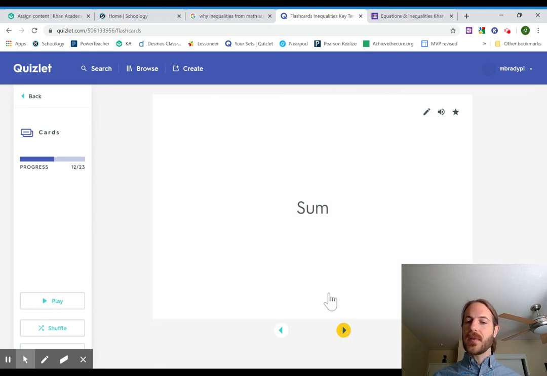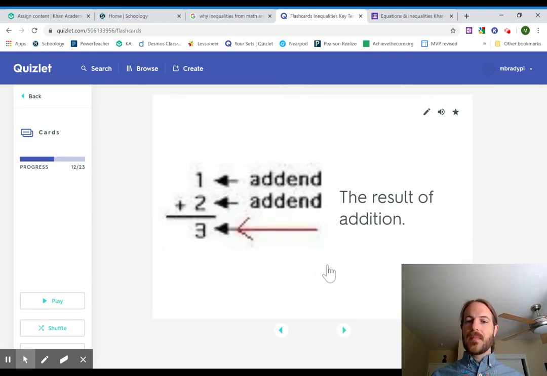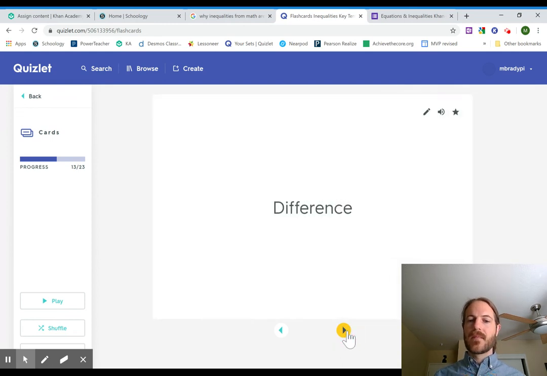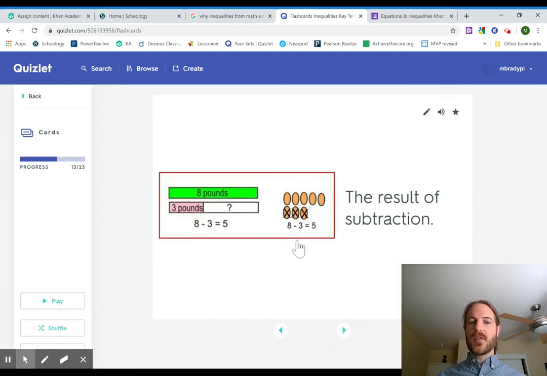Okay, the word sum means what you get after you add 2 things. So the sum of 1 and 2 is 3. Difference. So if you look at this example, you have 8 pounds and 3 pounds. So what's the difference between 8 pounds and 3 pounds? The difference means you subtract, and the answer would be 5 pounds.